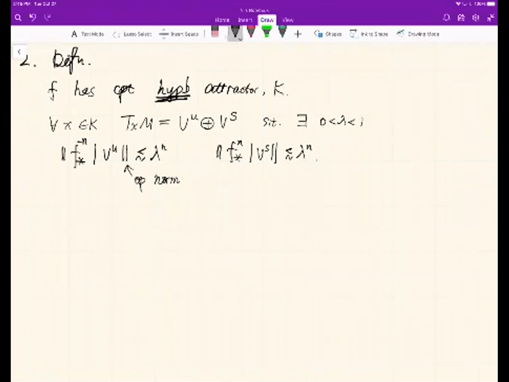And we also use U and S. So this stands for unstable and stable. We also use that to denote the dimension of the unstable and stable subspace. So U plus S equals the dimension of the manifold M, which is also the degree of freedom of our dynamical system. And I also said that K is the attractor. This just intuitively means this set attracts trajectories.